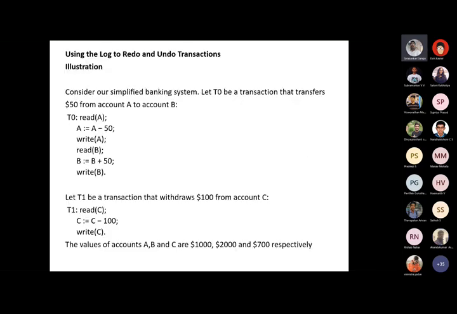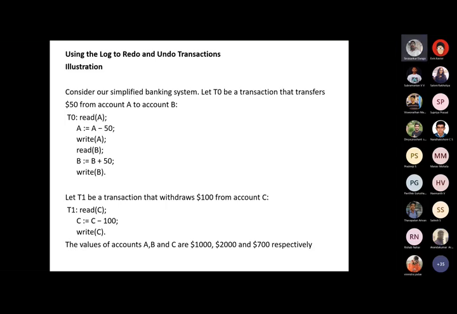So we have a simplified example. Whenever we discuss a log based protocol or any protocol, we'll discuss it with an example. You have two transactions. Transaction T0 debits $50 from account A and credits it into account B. Transaction T1 debits $100 from account C. The initial values of accounts A, B, and C are $1,000, $2,000, and $700 respectively.